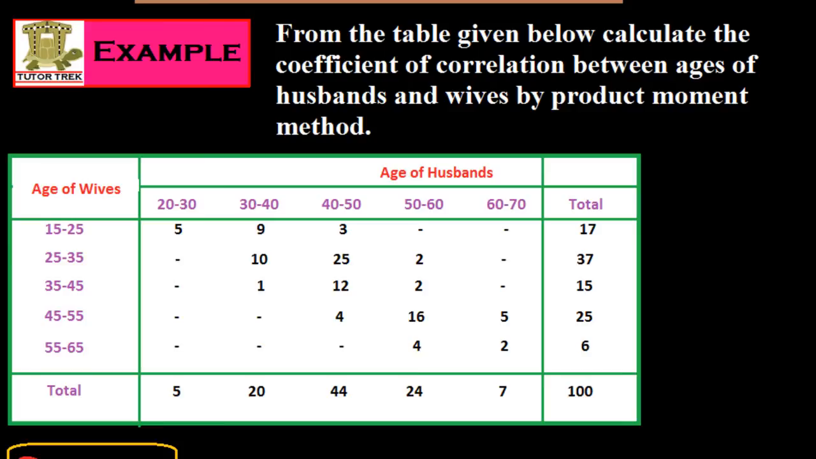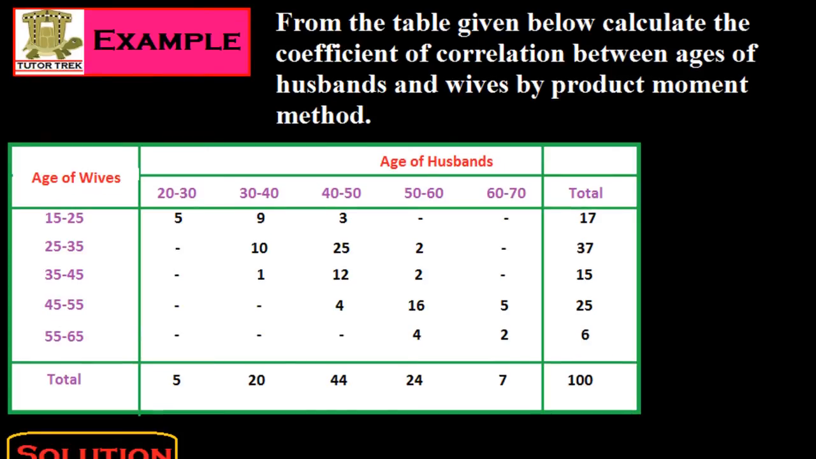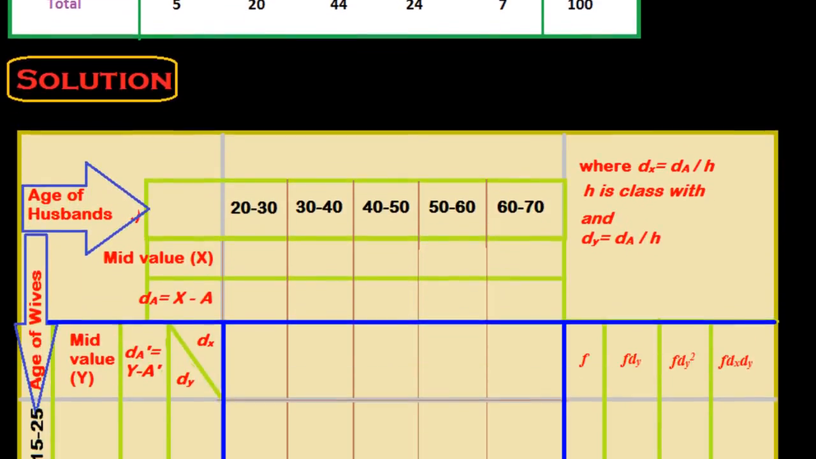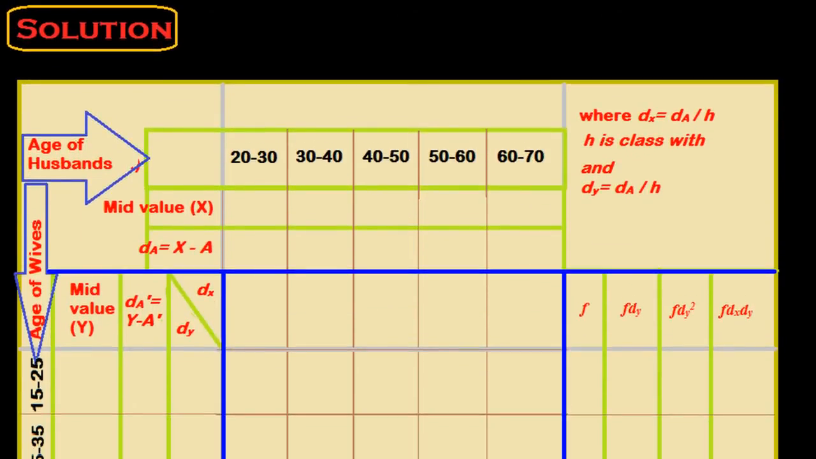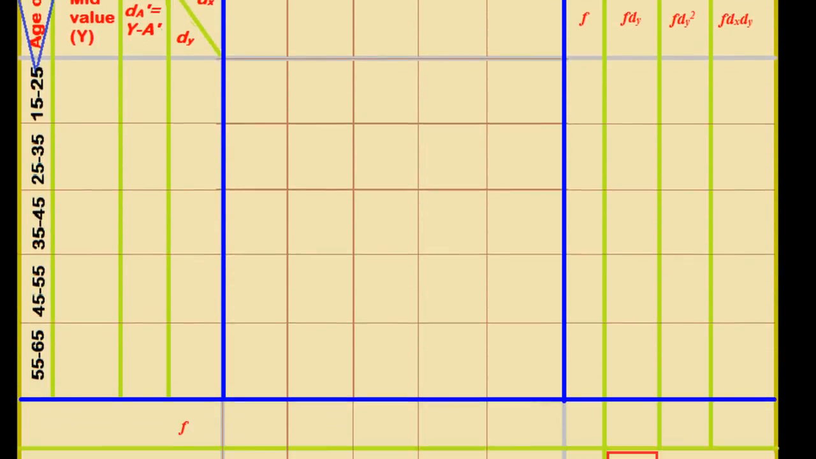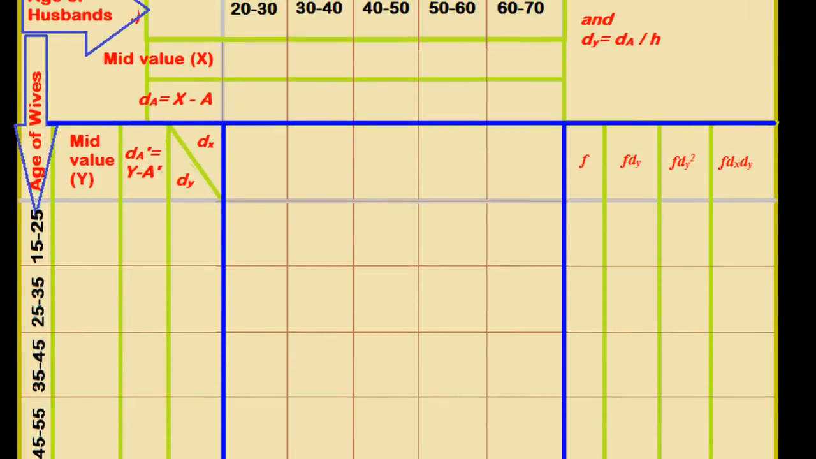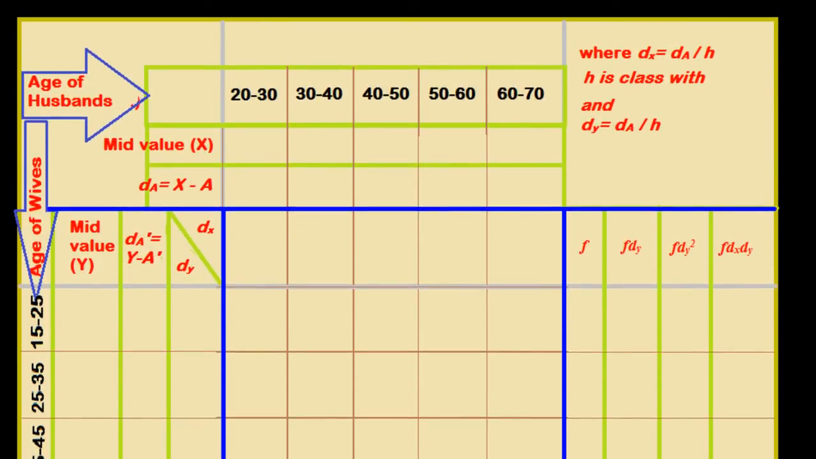So how do we find it for grouped data? Look at this solution table. You see in the solution it is a very big table. We have to make it, and it looks very difficult to prepare, but it is very easy. I will explain and you will understand.